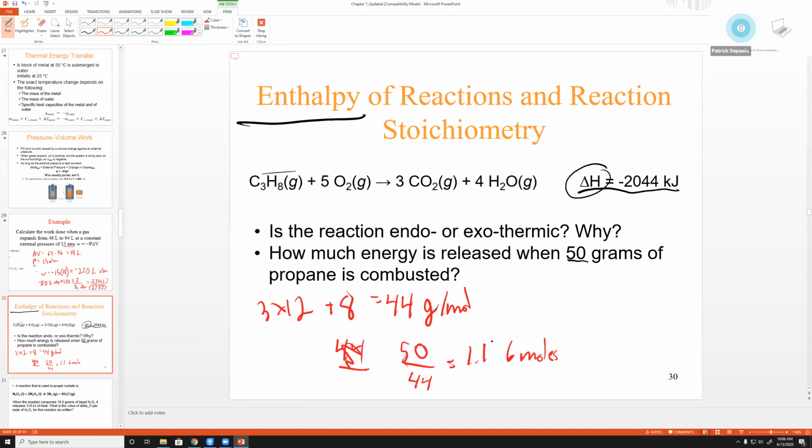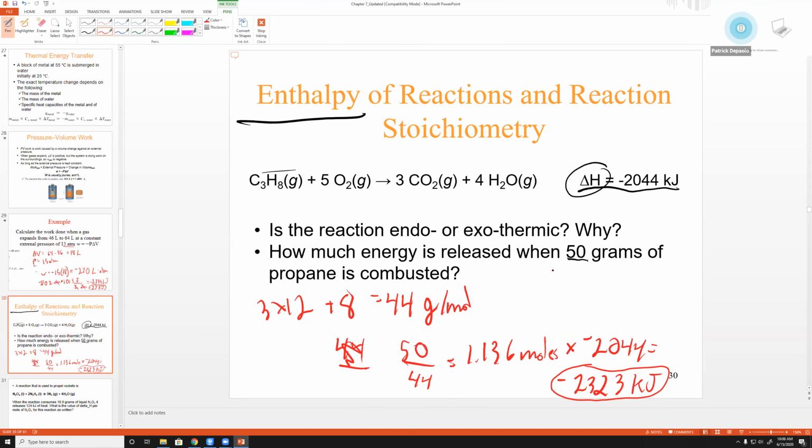So then 1.136 moles times negative 2044, and that will be negative 2323 kilojoules. Or if you want to go by sig figs, technically you'd have to make it 1 sig fig, which is why sig figs is dumb. So it's going to be that. Okay. Any questions on that? Hopefully it wasn't too bad.